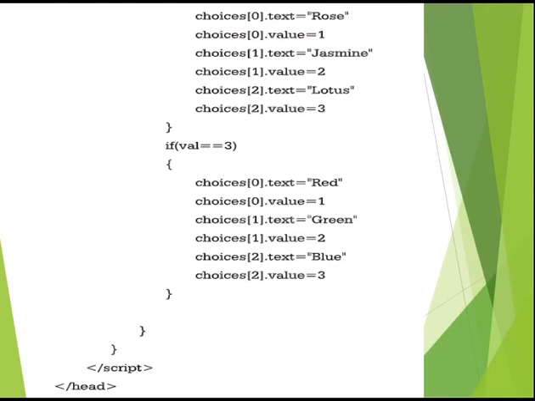Now if the val variable has value 3, then you will have the third category, that is your colors. So choices[0].text is equal to red, value 1. Then choices[1].text is equal to green, choices[1].value is 2. Choices[2].text is equal to blue, and choices[2].value is equal to 3.